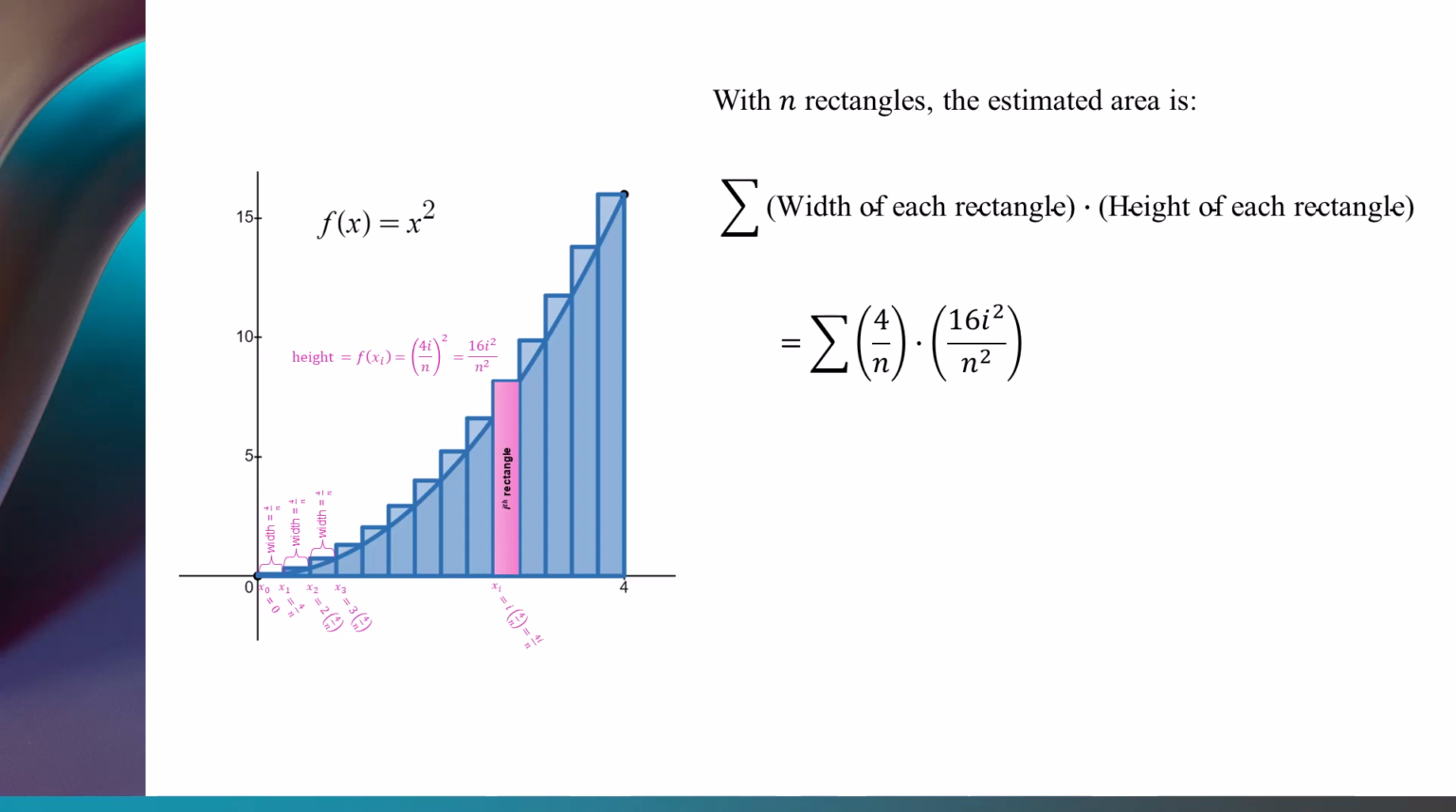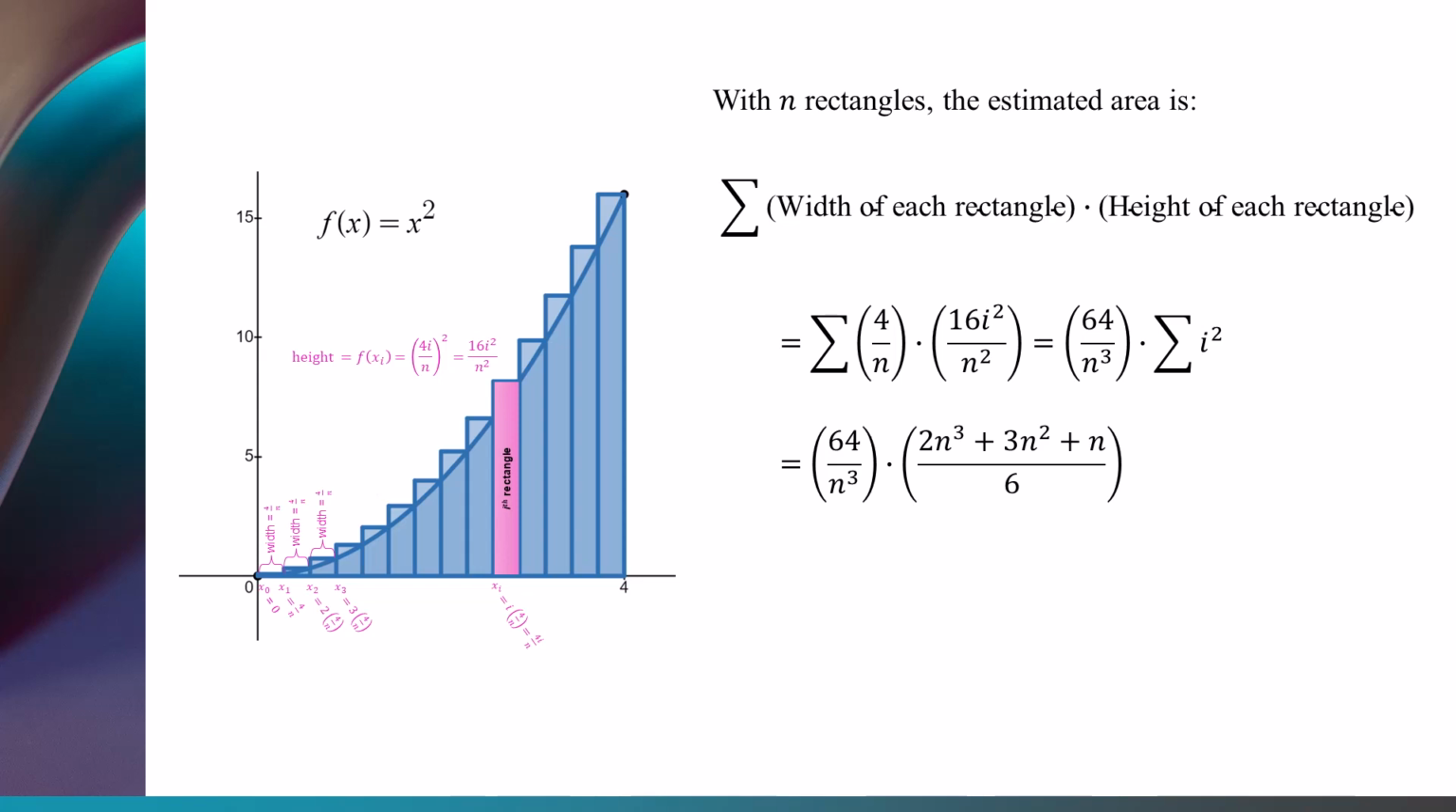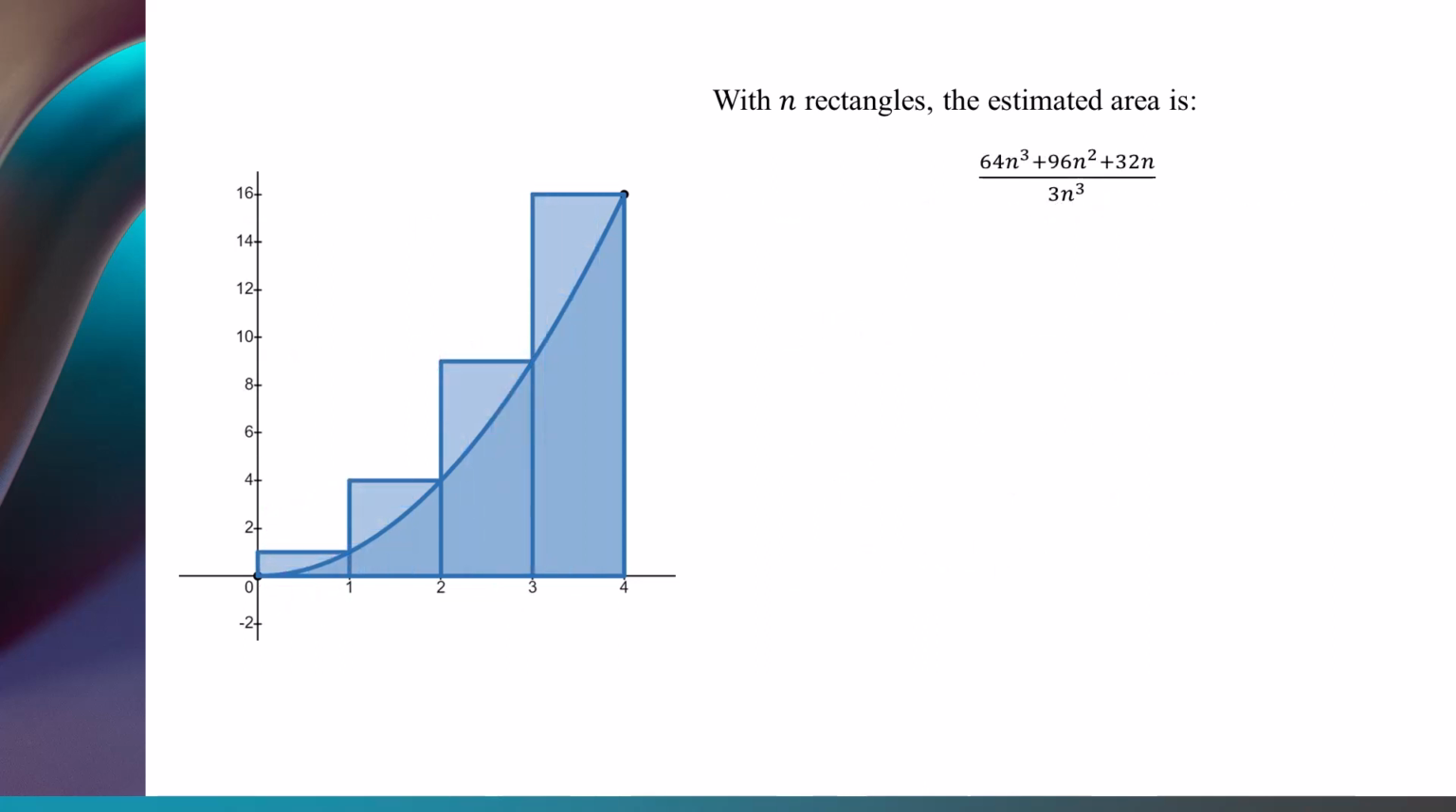Now I'm going to take everything here that doesn't involve i and bring it out front. So I'll rewrite this as 64 over n cubed times the summation of i squared. And remember, the summation of i squared is equal to 2 times n cubed plus 3 times n squared plus n over 6. So multiplying all of this gives us 64n cubed plus 96n squared plus 32n over the quantity 3n cubed.